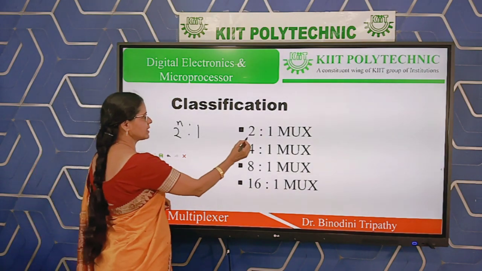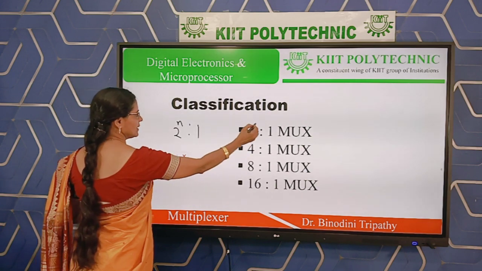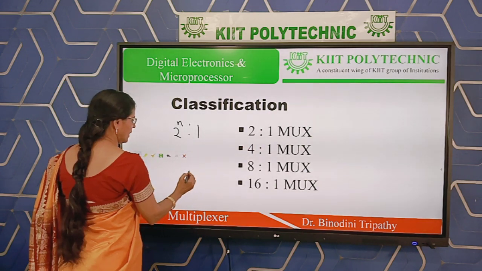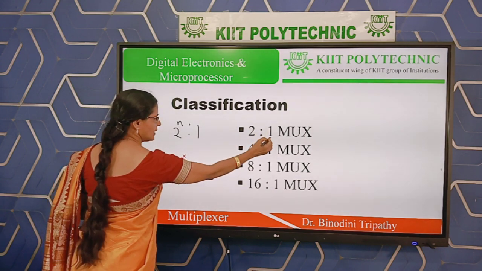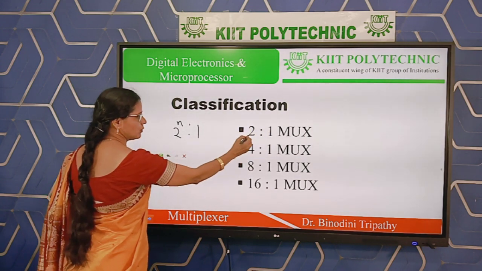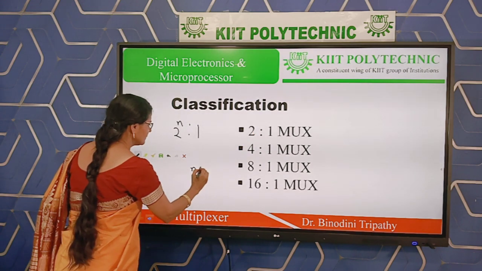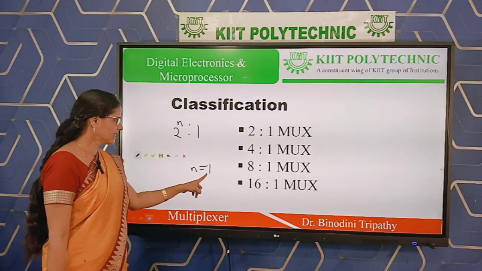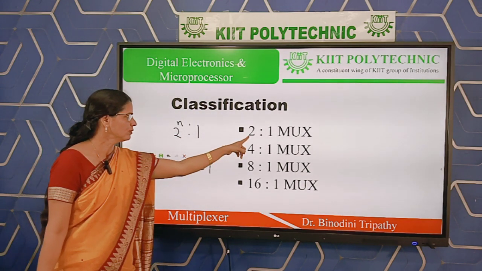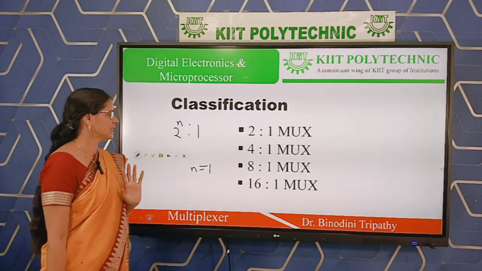So accordingly, in case of a 2:1 multiplexer, in place of 2 to the power n you have 2. The total number of inputs is 2, output is 1. So what is the selection input? 2 is the same as 2 to the power 1. So n is equal to 1. So accordingly, in this multiplexer you have one selection input, two input signals to be selected and one output signal.